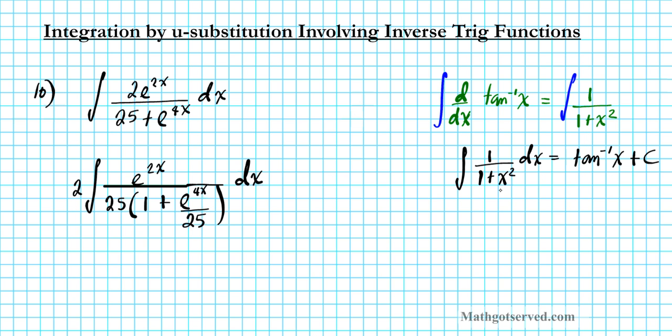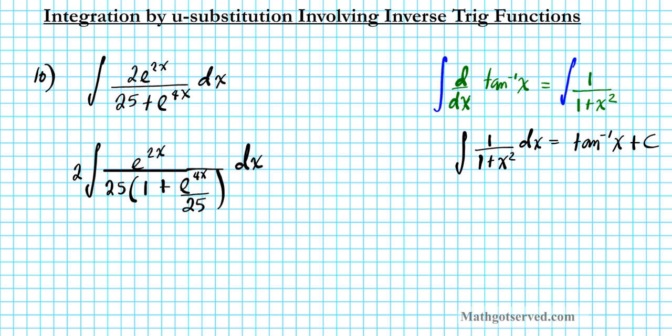Now we're looking more like this denominator right here. We have the 1, but the term that's added to the 1 is a square, so we have to express this as a square, and we can also factor out this 25 right here. So let's go ahead and do that. We'll have 2 over 25 times the integral of e to the 2x divided by 1 plus e.